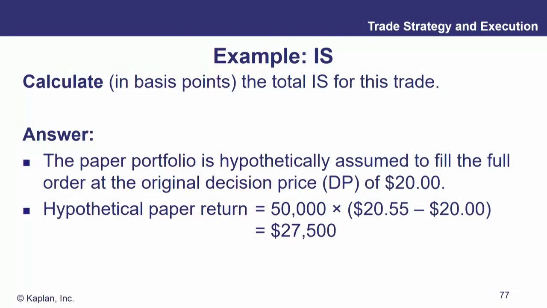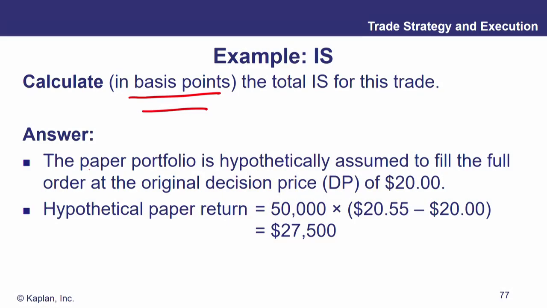Let's calculate hypothetically what would have happened if we could have bought all 50,000 shares at the price of $20, and then at the end of the day it goes to $20.55. So the question asks you to calculate in basis points. Don't let this throw you off. It's likely you're going to have to answer the question in basis points.